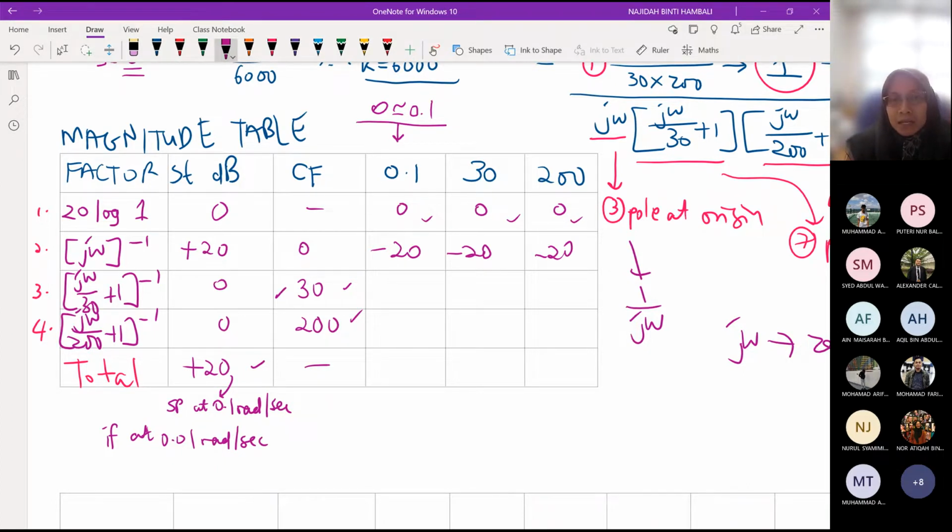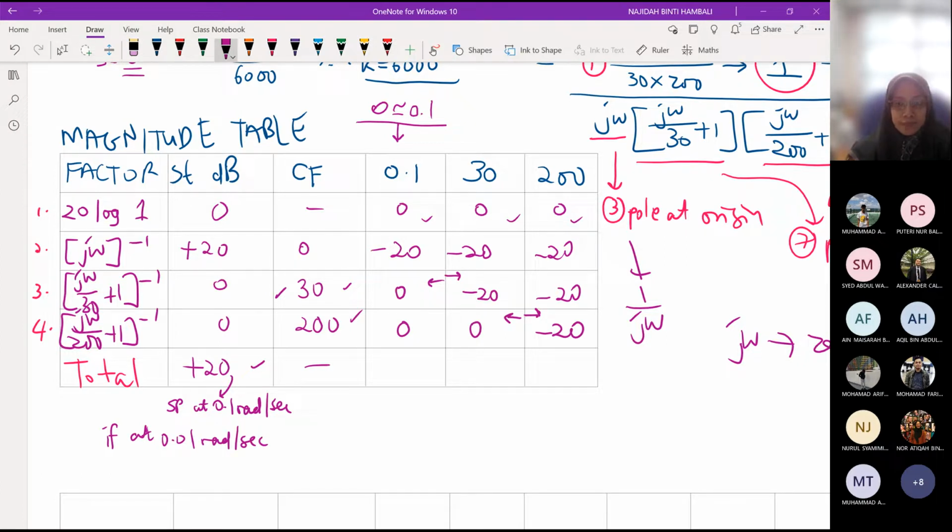Theory number 7 states that lower than the cutoff frequency, cutoff frequency kita 30 dekat sini. Lower than the cutoff frequency, slope is 0. Larger than the cutoff frequency, slope is negative 20. Clear? Ada soalan? Clear, madam. Thank you. Next, our cutoff frequency for our fourth factor is 200 here. So lower than 200, the slope is 0. Larger than 200, the slope is negative 20. Any question? Okay.